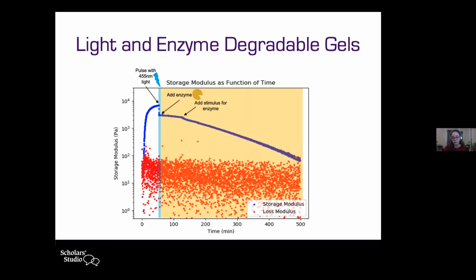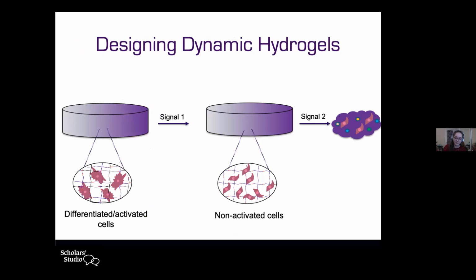Similarly, I've also done it with a light-based approach. When we shine light, we see the first network rapidly degrade, and then when we add the enzyme, the second network also degrades. We can also readily tune how much the first network degrades, and hence the stiffness, by changing the light exposure. Ideally, once I finish optimizing the system and can obtain the exact stiffnesses, I'll be able to move towards studying cells and their response.